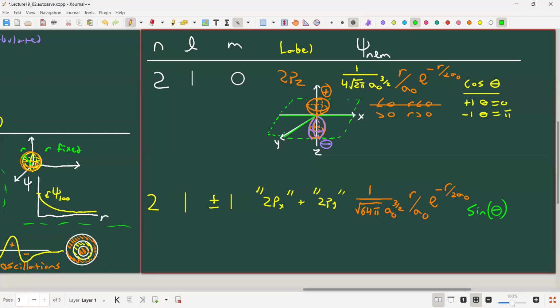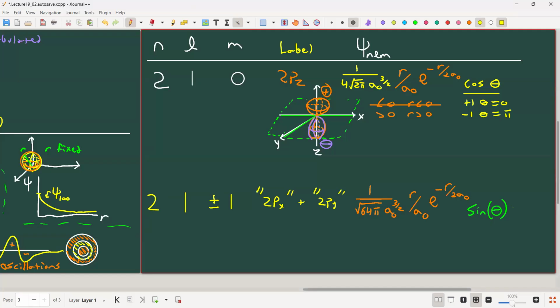What is that going to give us? Well, that's going to give us functions that are 0 along the z-axis, because sine is maximum at pi over 2. Pi over 2 from the z-axis is the xy plane. So these are going to be maximum in the xy plane. But here's the problem.